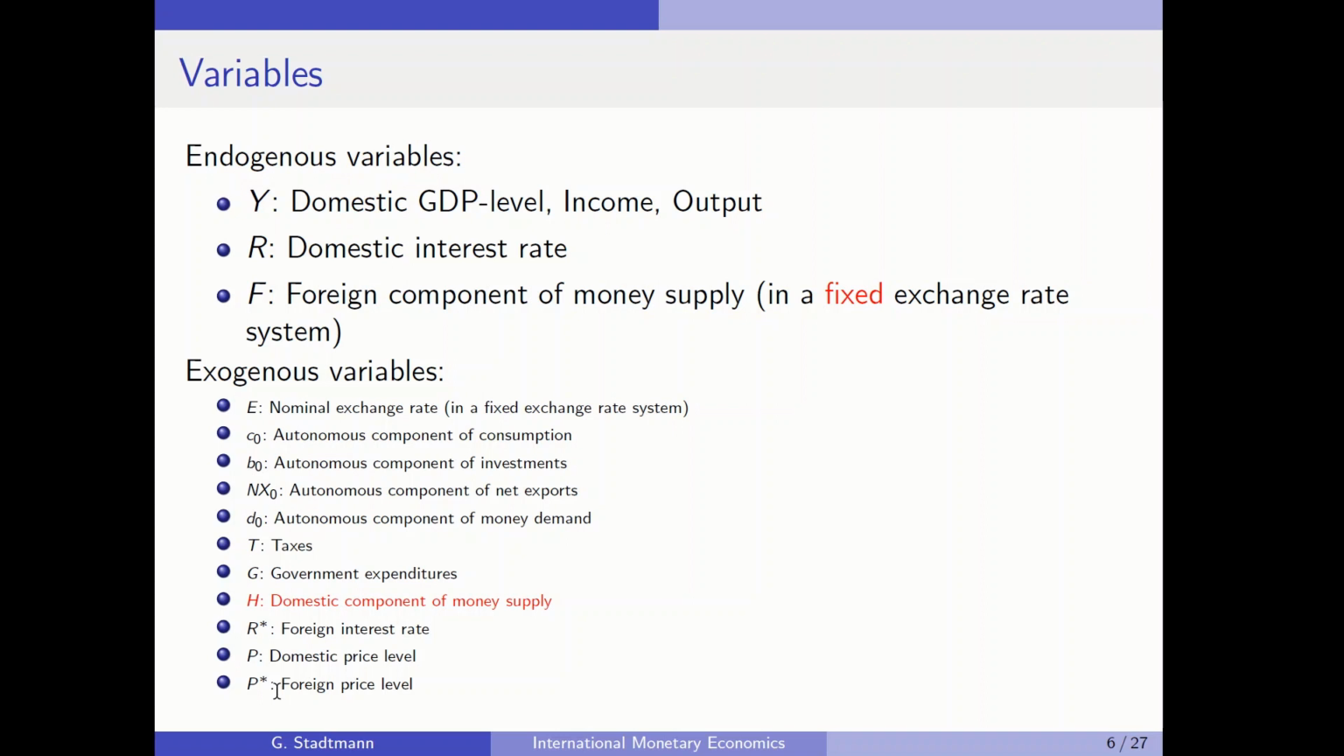This is missing here on the list. I will add that. Furthermore, highlighted in red ink, the domestic component of money supply, H, is also an exogenous variable.